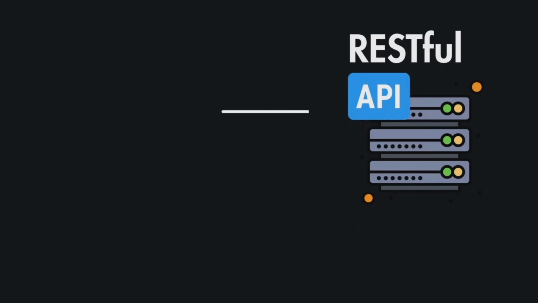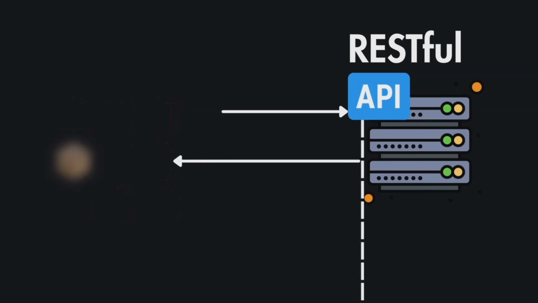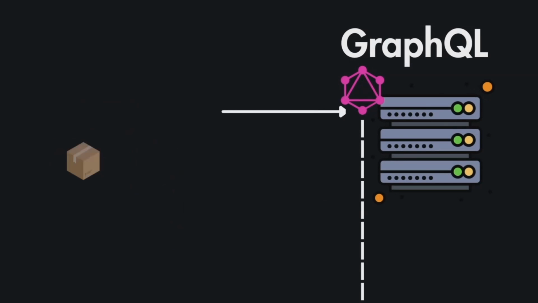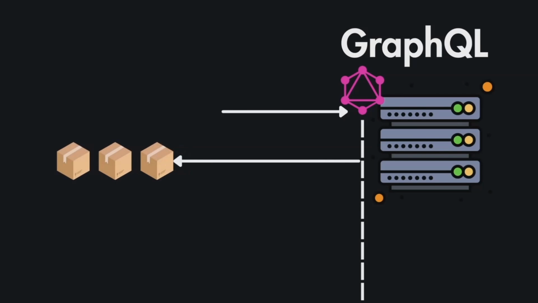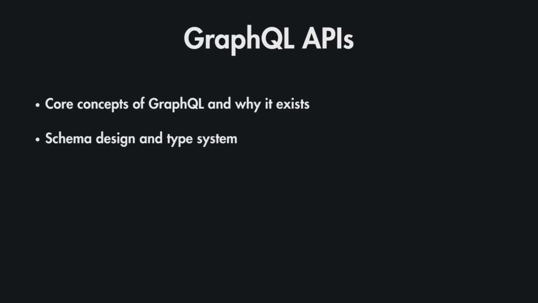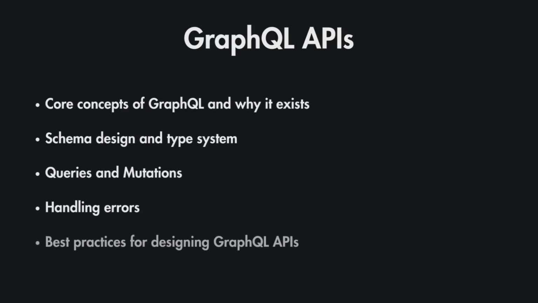Traditional RESTful APIs often return too much or too little data, which requires us to do multiple requests for a single view to get all the data that we need. GraphQL solves this issue by giving clients exactly what they requested, but designing GraphQL APIs is different from designing RESTful APIs. That's why in this video we'll cover the core concepts of GraphQL and why it exists, the schema design and type system of GraphQL, queries and mutations, error handling, and also best practices for designing GraphQL APIs.